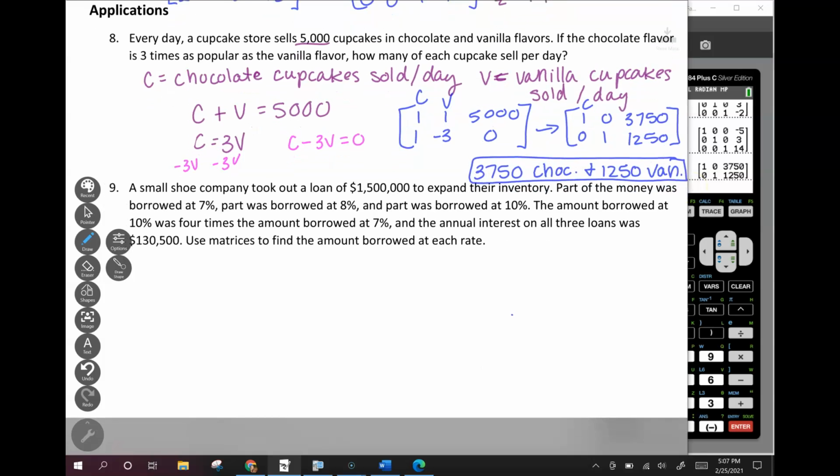All right, let's do one more. A small shoe company took out a loan of $1,500,000 to expand their inventory. Part of the money was borrowed at 7%, part was borrowed at 8%, and part was borrowed at 10%. The amount borrowed at 10% was 4 times the amount borrowed at 7%, and the annual interest on all 3 loans was $130,500. Use matrices to find the amount borrowed at each rate.